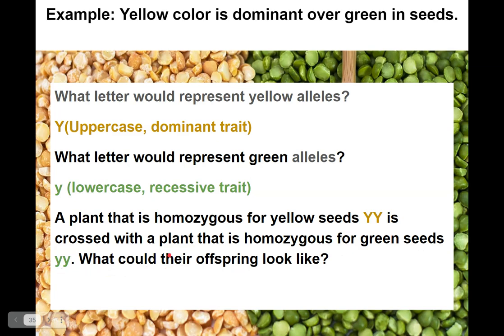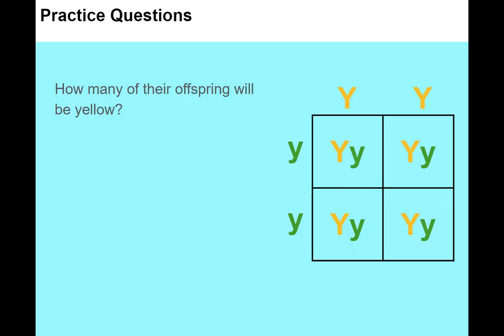And plants have offspring. Come on, don't be judgy. Of course, plants have offspring. They've been having offspring longer than humans, for sure. Okay, how many of their offspring will be yellow? So here, I've set up the Punnett square already. So all you're doing is reading it off and remembering, okay? So how many of the offspring will be yellow? Think about what you know about the genotype and the phenotype here.